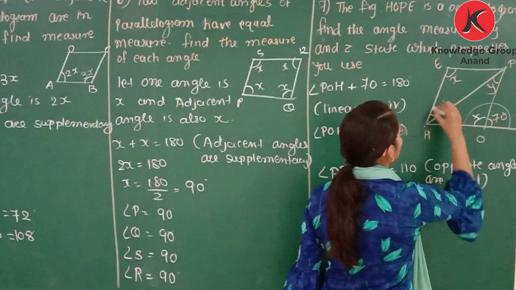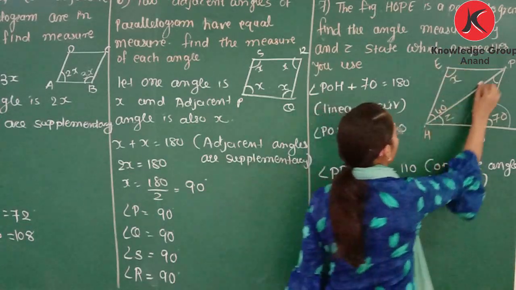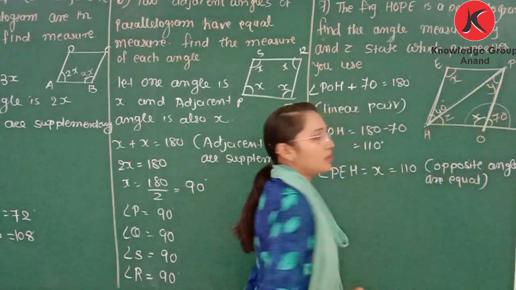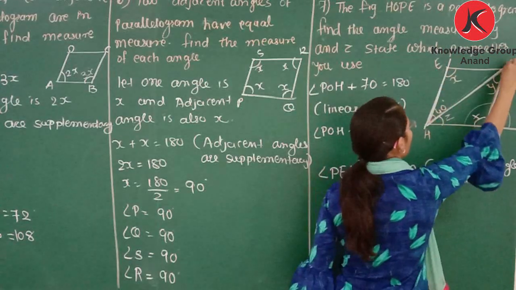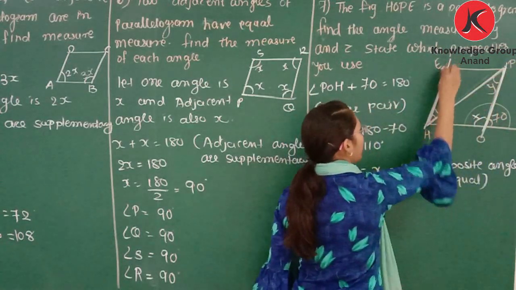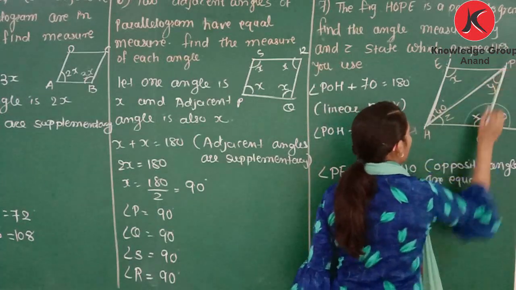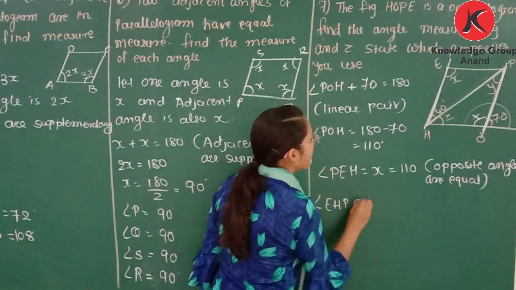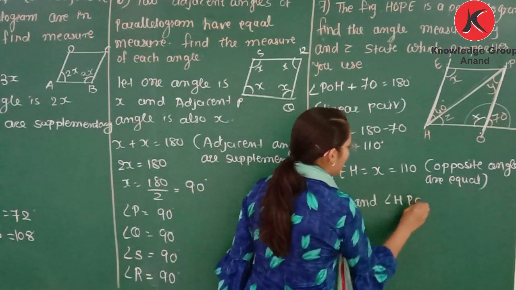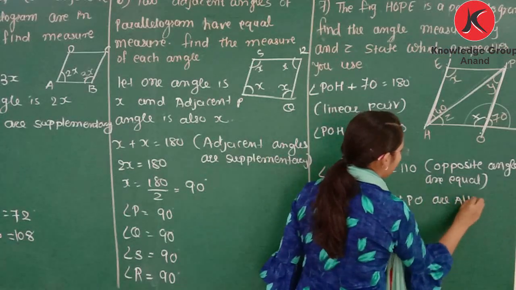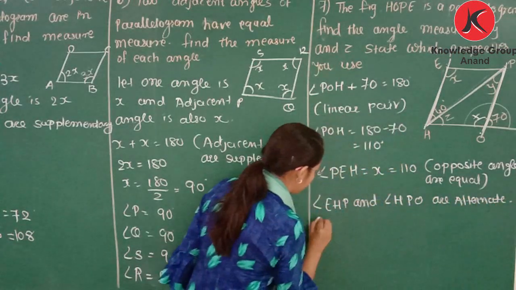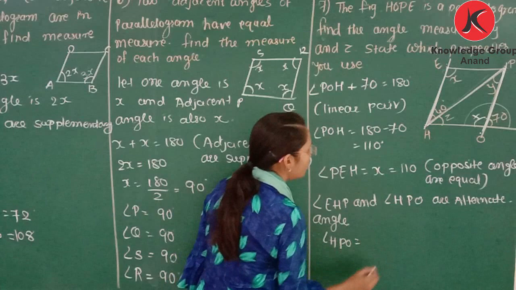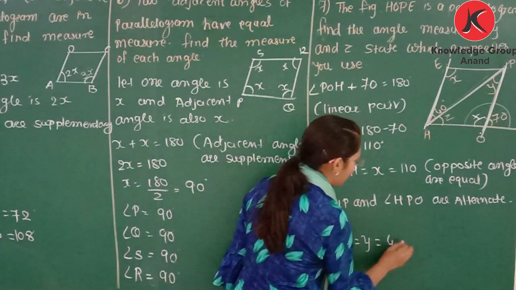Now, you can consider here alternate angles. Here Z is visible. We know that these are parallel lines, so this will be the transversal. So angle EHP and angle HPO are alternate angles. So angle HPO is equal to, that is Y is equal to 40.